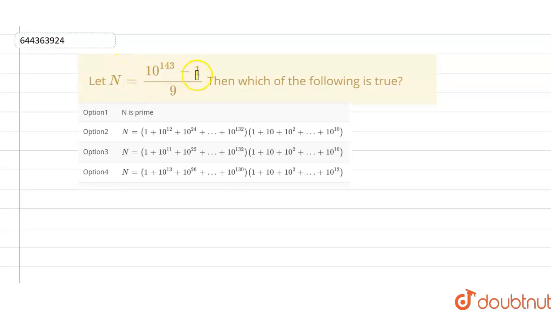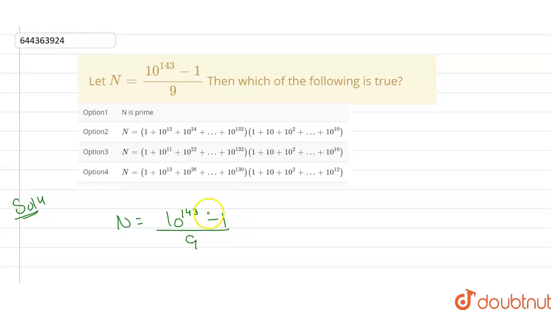Okay, so the given question here is: let N equal (10 to the power 143 minus 1) divided by 9. Which of the following statements are true? First, I'm going to write the equation given to me, which says that N equals 10 to the power 143 minus 1, divided by 9.